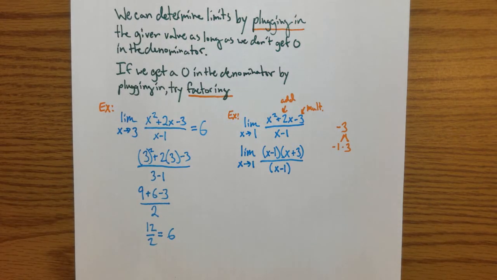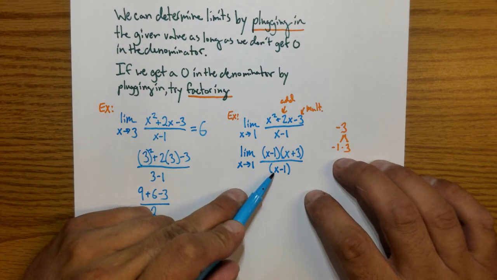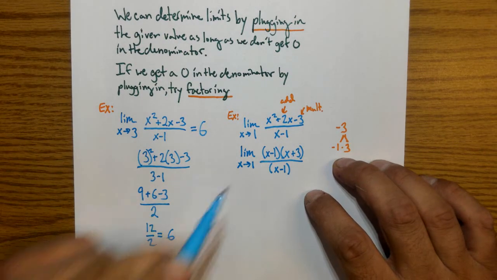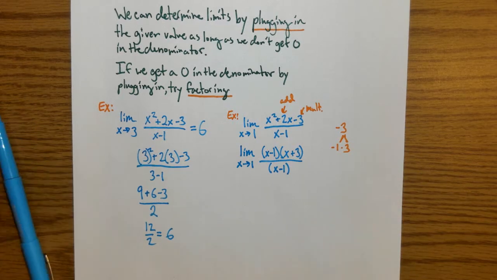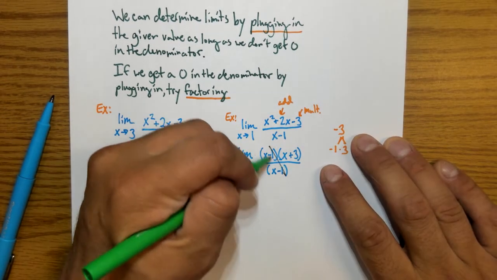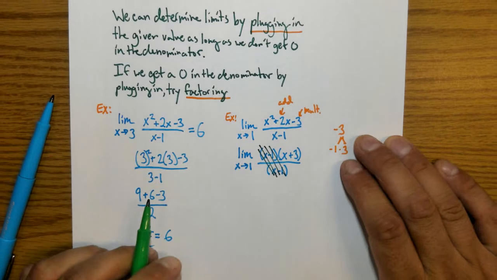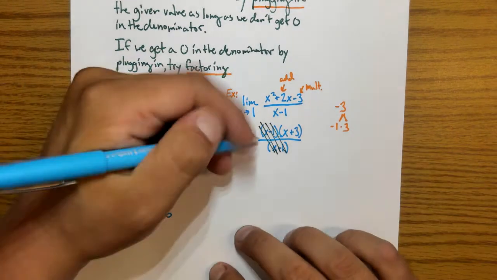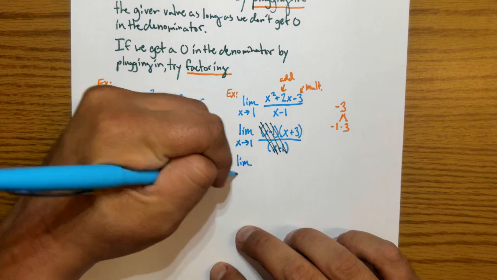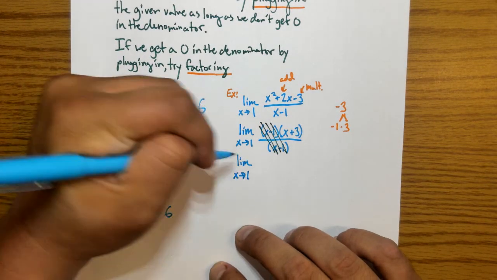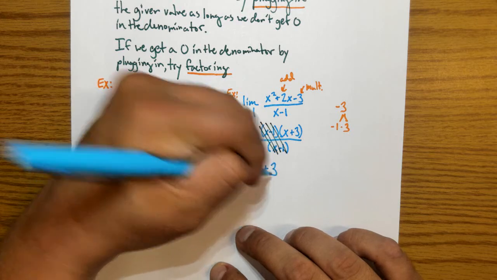Now we can see that we have the same factor on top and the same factor on bottom after we factored it. Now this is a beautiful thing, and this is why we factored it. Because now we can actually cancel this out, and what we're left with is the limit as x approaches 1 of x plus 3.